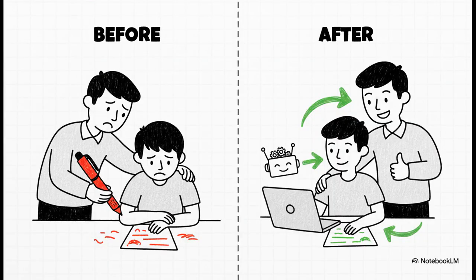Just think about that for a second. The feedback is coming from the machine, not from the teacher. It's seen as help, not as criticism. And this frees the teacher up from having to be the constant bad guy, the corrector, and lets them save their energy for the important stuff, like mentoring and building positive relationships.